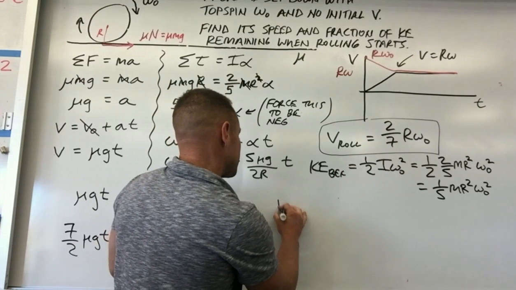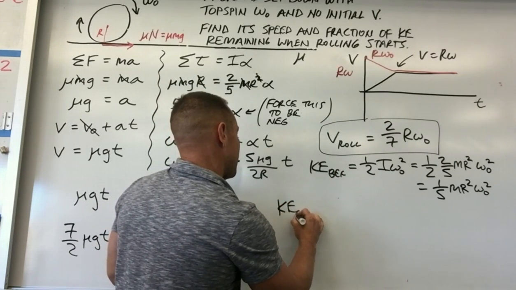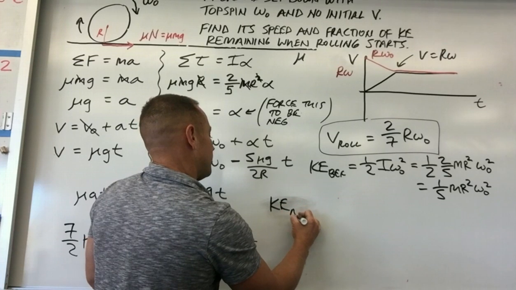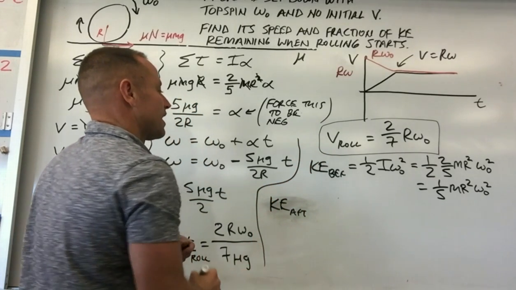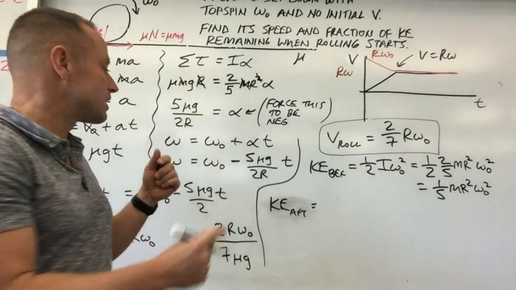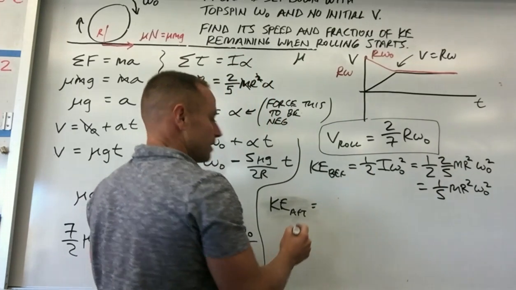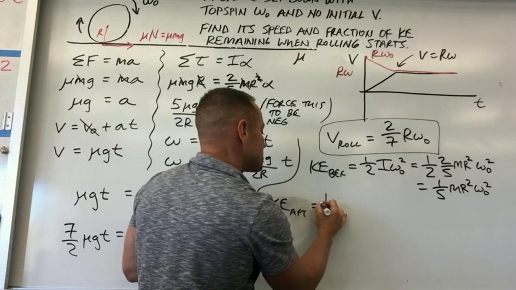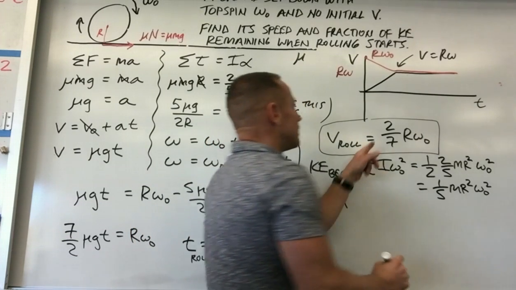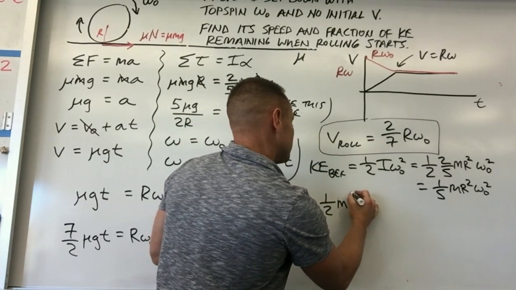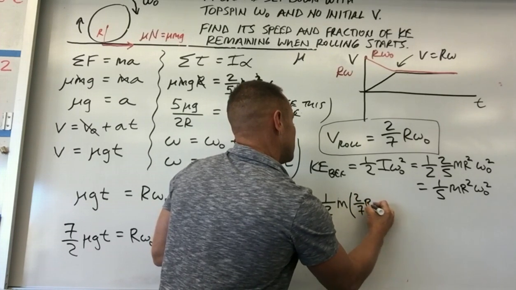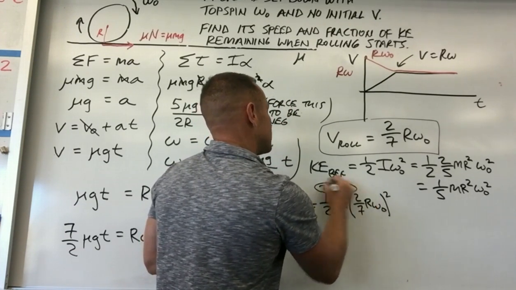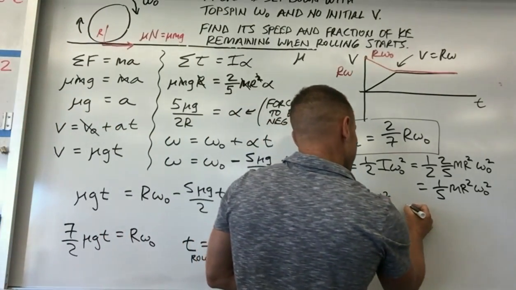Now let's get the final kinetic energy so that we can compare. KE final, KE after. Here, I'll block this off so it's a little easier to follow. There's going to be two things going on. The thing is going to be translating and it's going to be rotating. So here is the translational part. That's just 1/2 mv squared, with v being 2/7 r omega naught. This is the translational part. So I'm going to write trans up above this. There's the translational part.